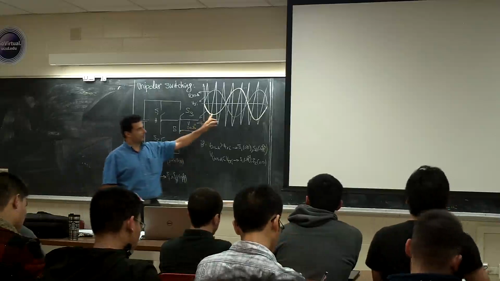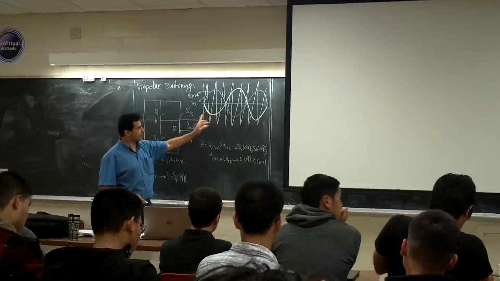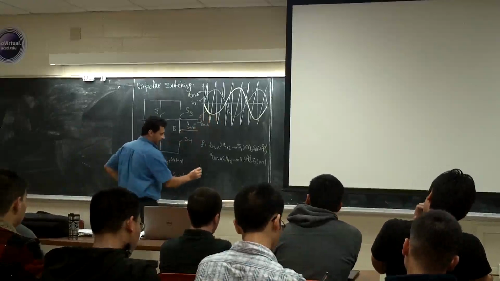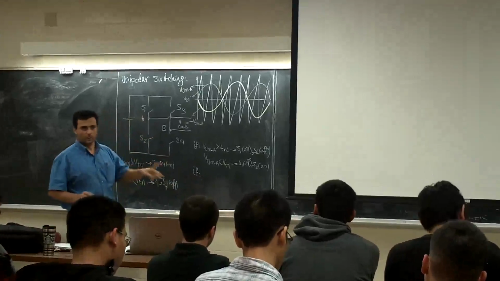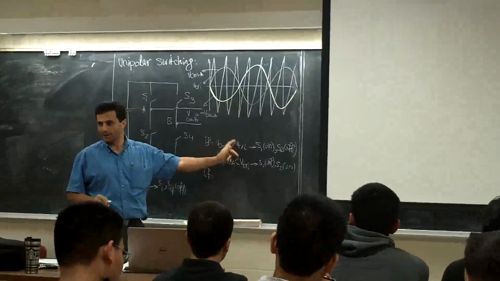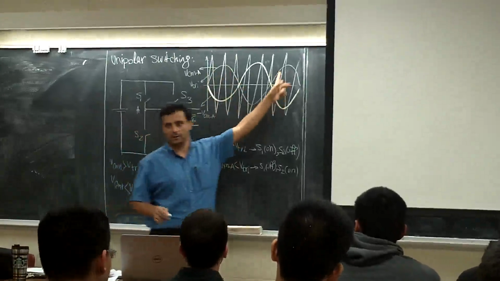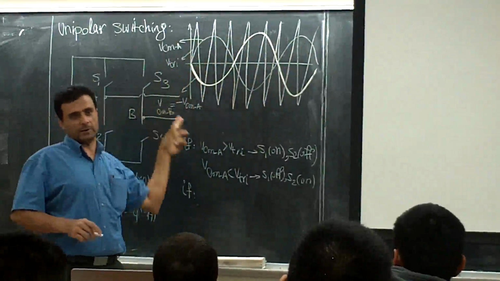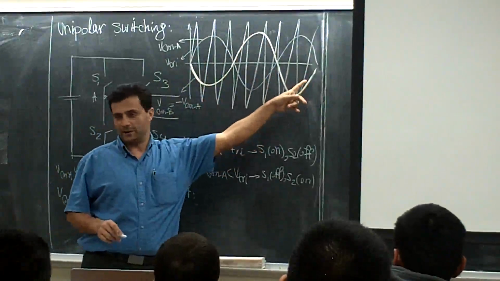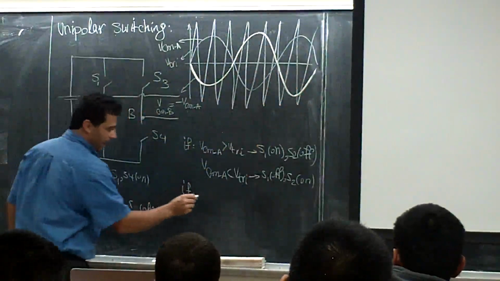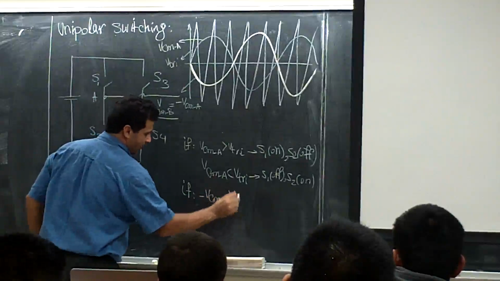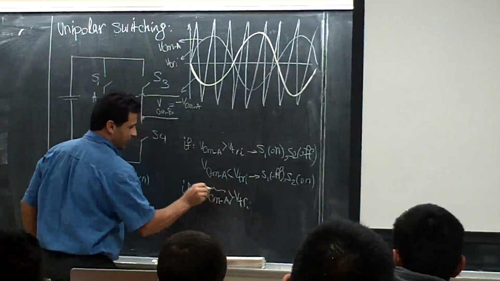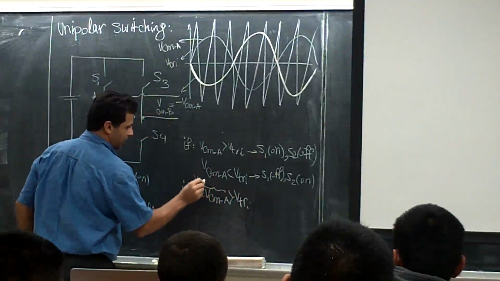But here, for phase B, we are going to use this one. If VCon B, which is minus VCon A, right? So you look at here, this is VA. I mean, VA times minus 1 is going to be VB, right? If minus VCon A, basically VCon B, is more than VTRI, which switch is on?